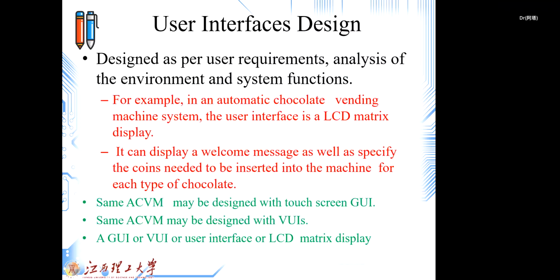Then the next part is the UI or user interface device, UID, which is designed as per user requirements and analysis of the environment and system. For example, in an automatic chocolate vending machine system, some user interface like an LCD matrix can work. It can display a welcome message as well as specify the coins that need to be inserted into the machine for each type of, suppose, chocolate.